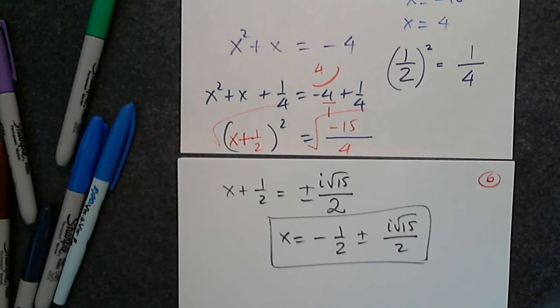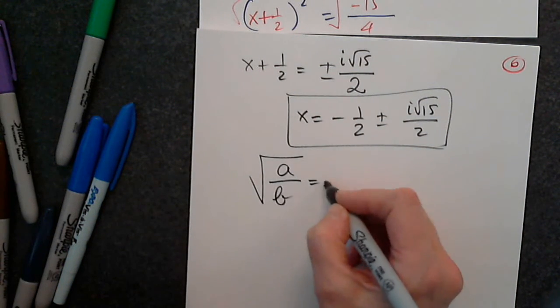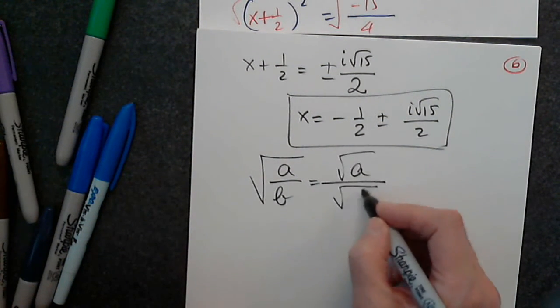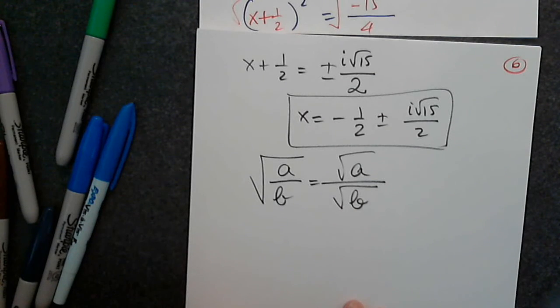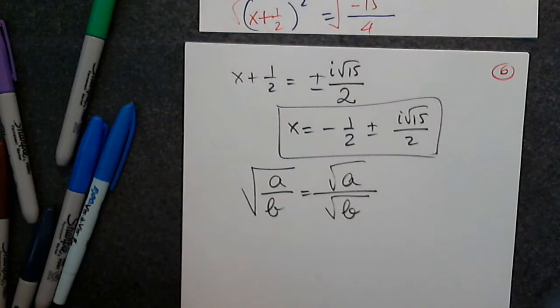How do you go from the 4 in the denominator to the 2? Okay, so when we take the square root of a over b, we have to take the square root of a over the square root of b. Right. So the square root of 15 is the square root of 15, the square root of 4 is 2. Got it.